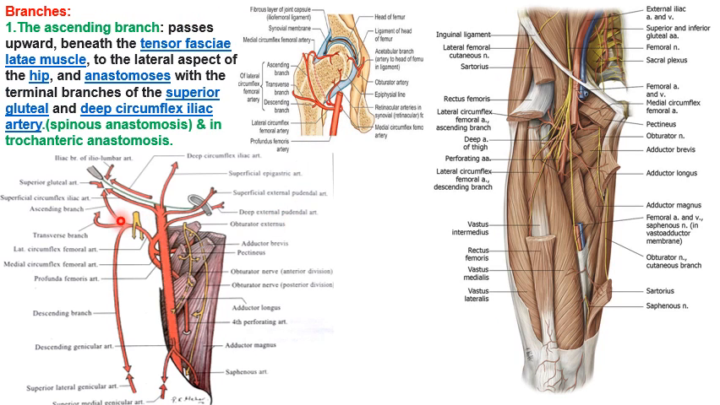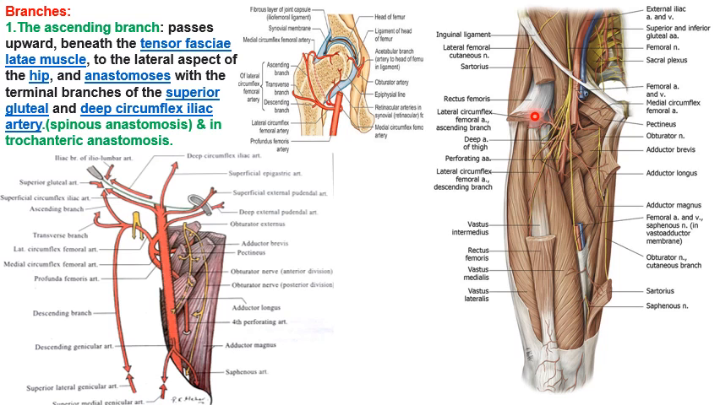So the ascending branch, this one, is the ascending branch. This is the lateral circumflex. You can see we have cut the rectus femoris and the sartorius. This is the sartorius, this is the rectus femoris, to clearly visualize the branches of the profunda femoris. So this is the profunda femoris, the lateral circumflex. As it passes beneath the sartorius here, it is dividing into ascending, transverse, and descending branches.